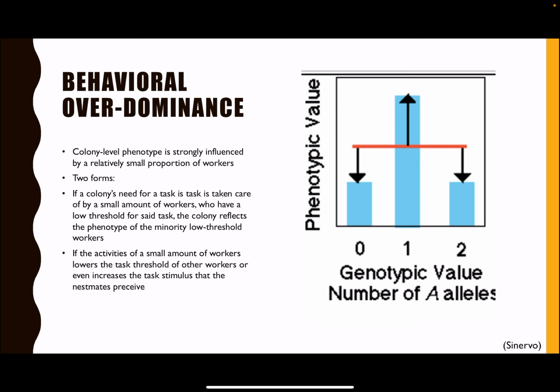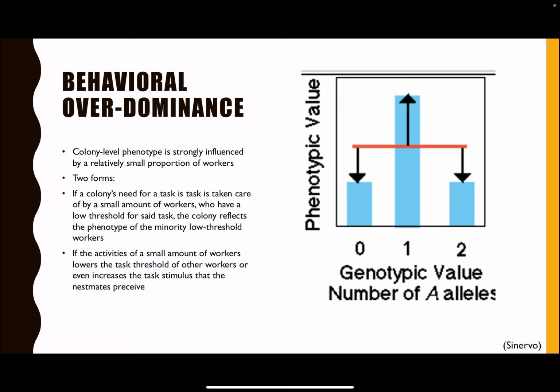Next, I will talk about behavioral overdominance. This one is a colony level phenotype. It's strongly influenced by a relatively small proportion of workers. There's 2 forms of it. The first one is if a colony's need for a task is taken care of by a small amount of workers who have a low threshold for said task, the colony reflects the phenotype of the minority low threshold workers.